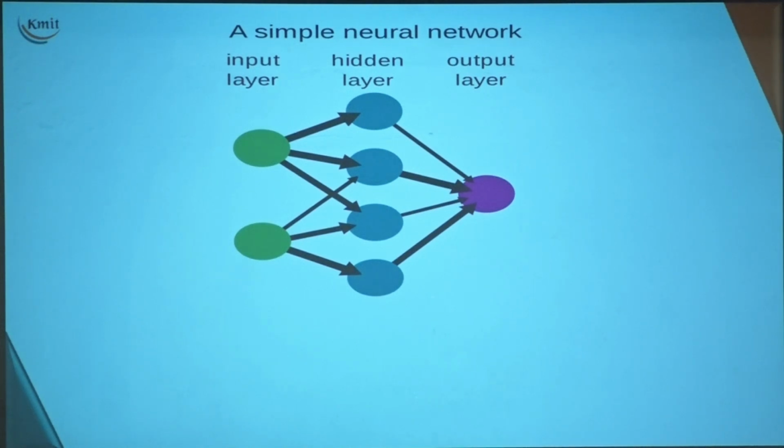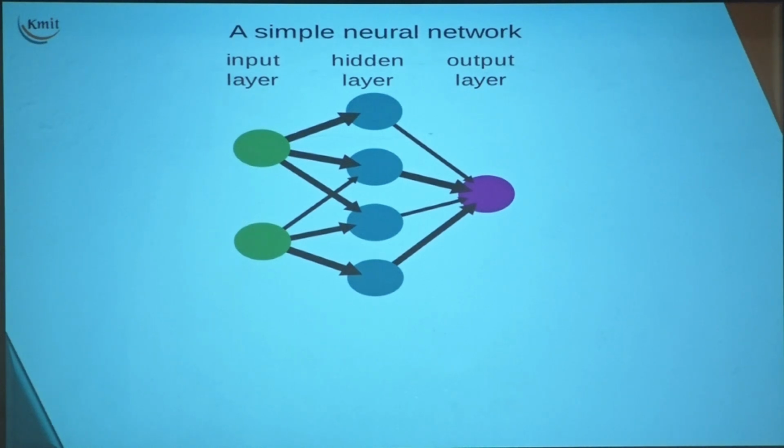Three. The green circles are called the input layer, which has 2 neurons in it. The circles are called neurons. The second one, in blue, is called the hidden layer, and there are 4 neurons in it. The third layer is called the output layer, which has only 1 neuron. So how many layers are there in the neural network? Three: input layer, hidden layer, output layer.